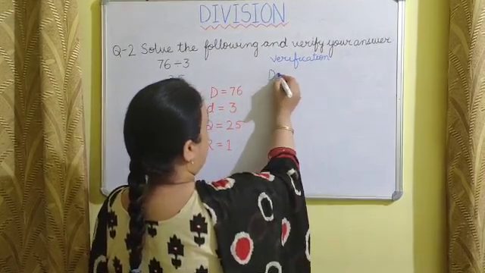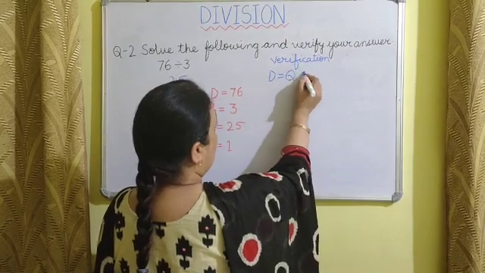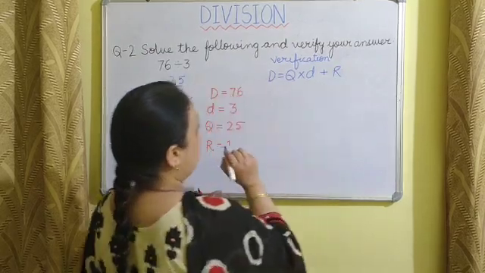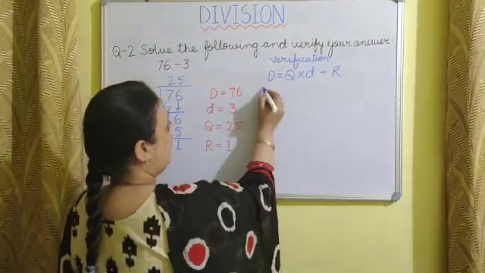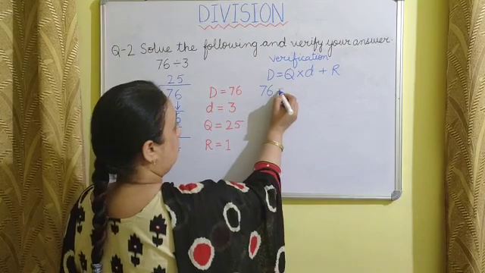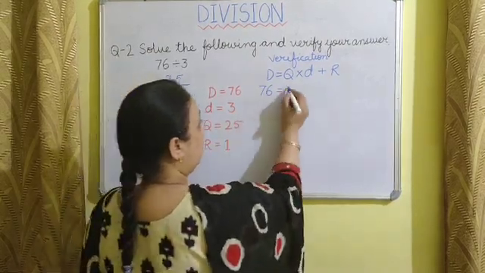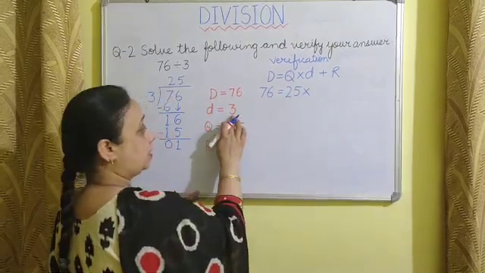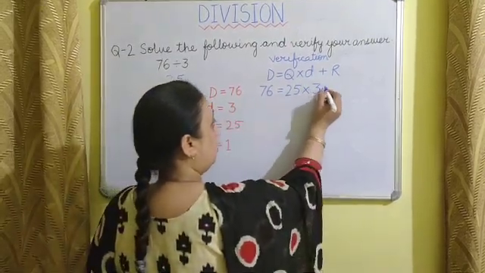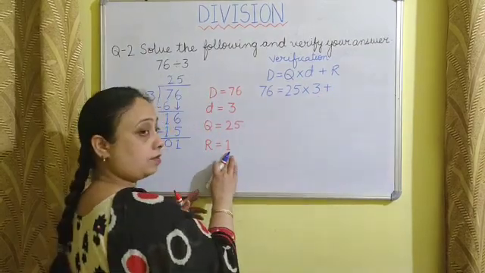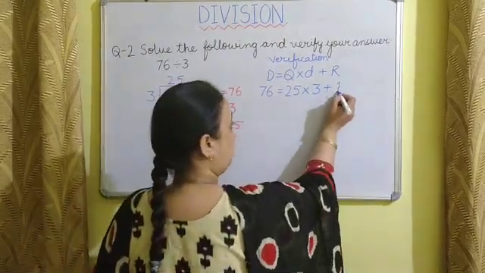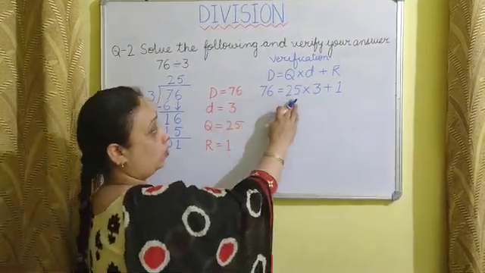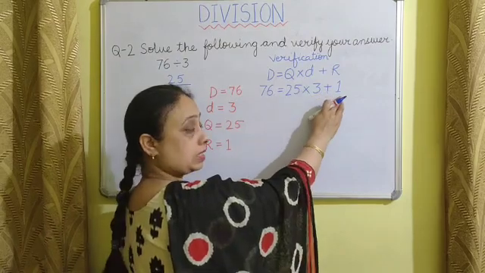Verification formula: capital D is equal to Q multiplied by small d plus R. Now capital D is 76. Quotient is 25, multiplied by our divisor, which is 3, plus remainder, which is 1. Here we have 76 is equal to 25 multiplied by 3 plus 1.